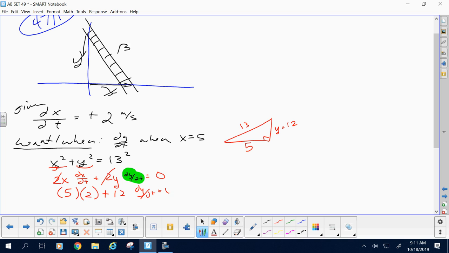It looks like dy dt is going to come out negative. Tell me why that's logical. Now, y is decreasing. It's sliding down the wall. Y will get smaller, and therefore its rate of change is a negative one. What are the units? Meters per second. Okay, 26.